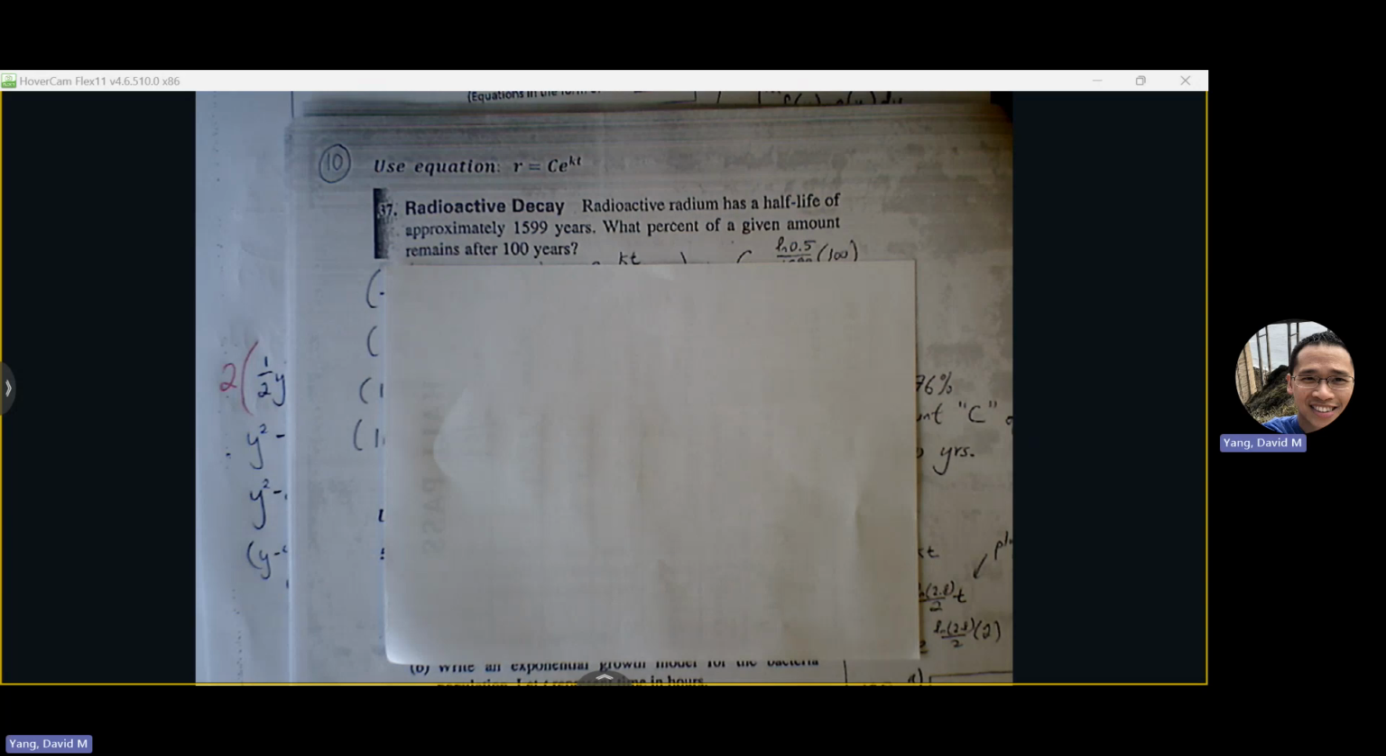The population problems or the C e to the kt problems that we've been doing have been where you plug in, solve for C first, then solve for K, and then find whatever missing information they're asking for. But sometimes the problem may not be in that order. Sometimes the unknown could be the C value.